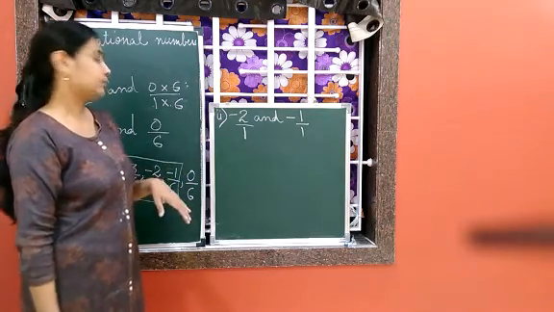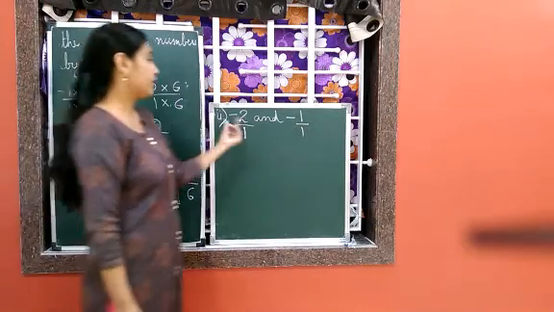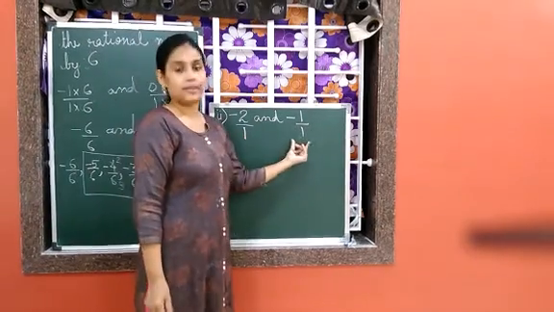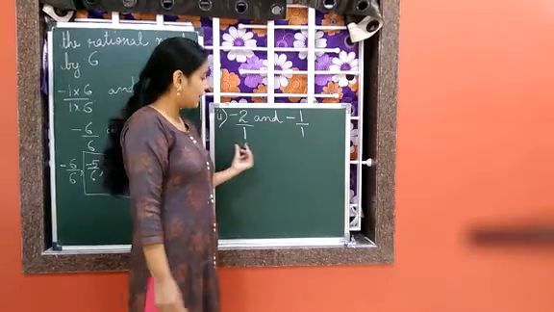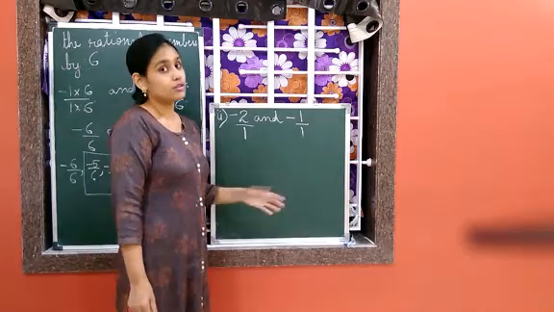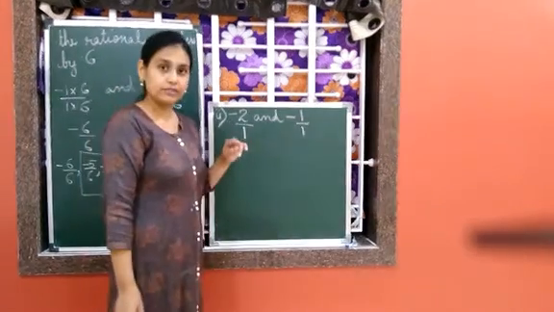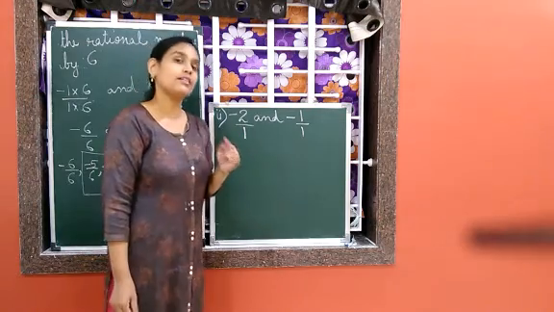Okay. Now, what to do? We need to find the rational numbers between minus 2 by 1 and minus 1 by 1. Right now there are no rational numbers in between. So what to do? And the denominators are also same. Now again we need 5. So what to do? We multiply this by 5 plus 1, 6.